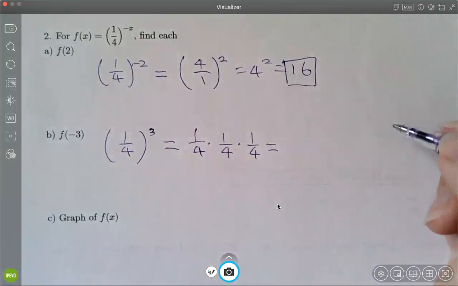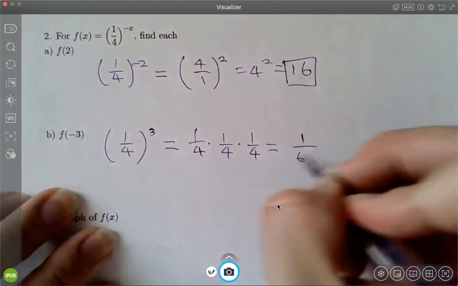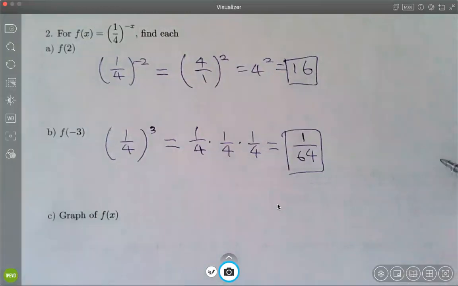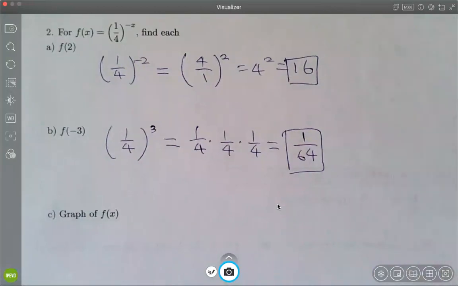One over 64. One over 64, yes. Okay, and now graph of f of x. So we know it's either this or that. Is the base equal to 1/4 here? No. And what's the reason? Because that, right? Okay, so 1/4 is not the base, so the graph shouldn't be the decreasing curve.